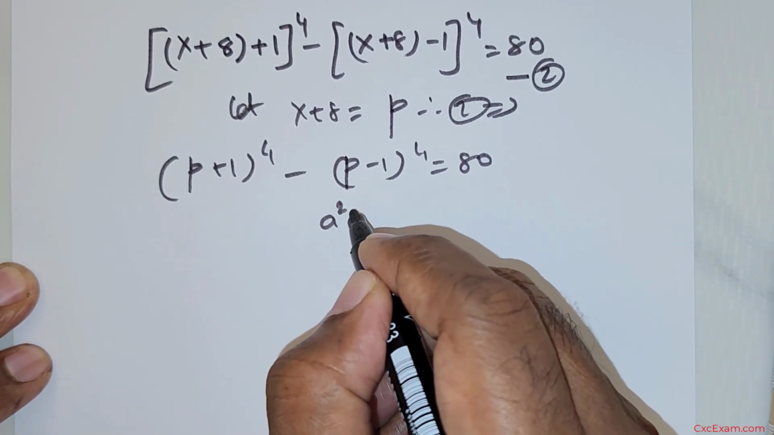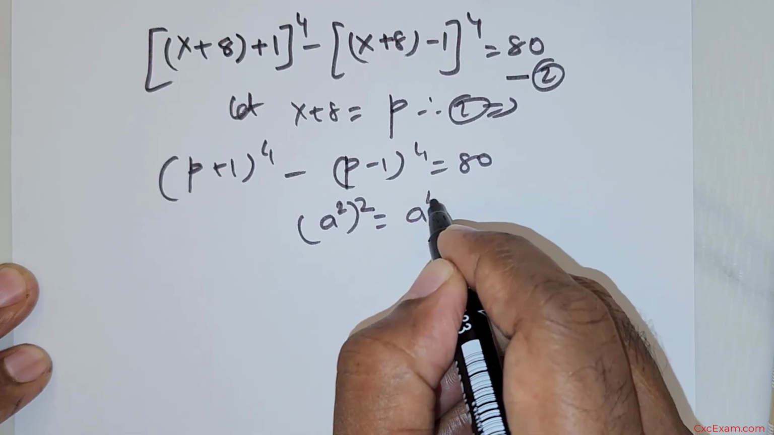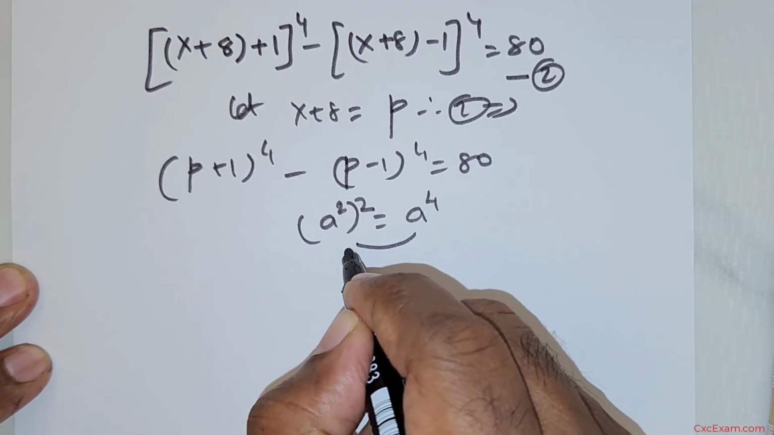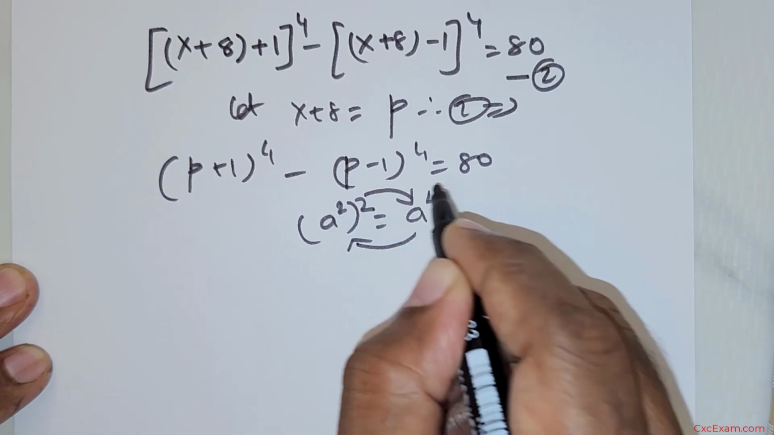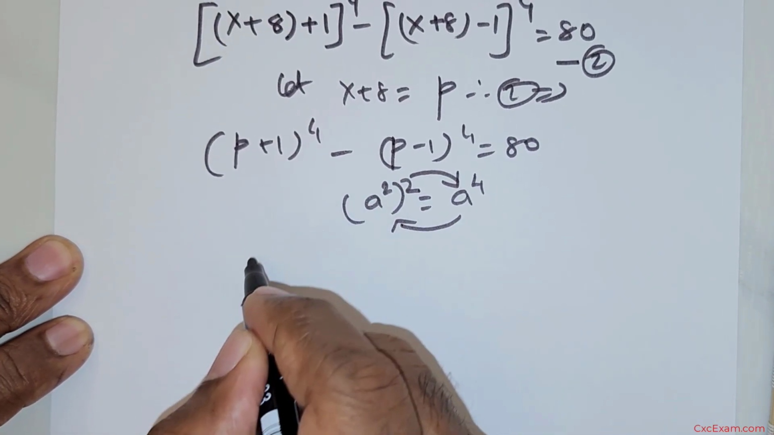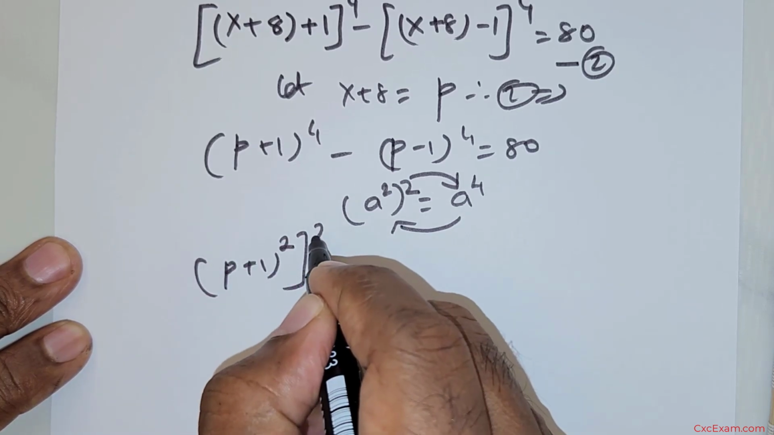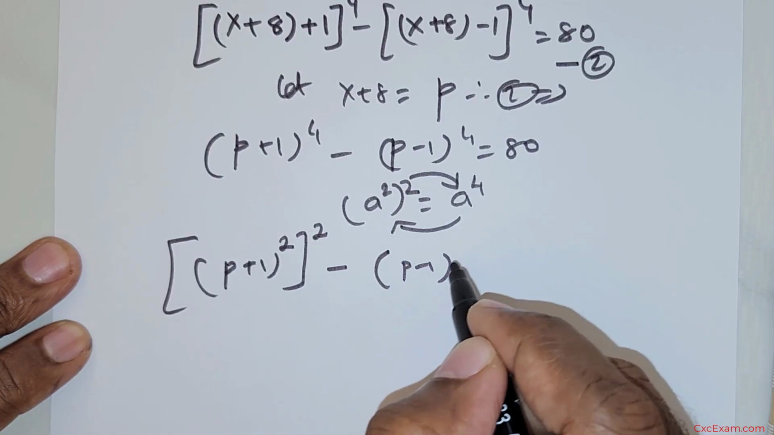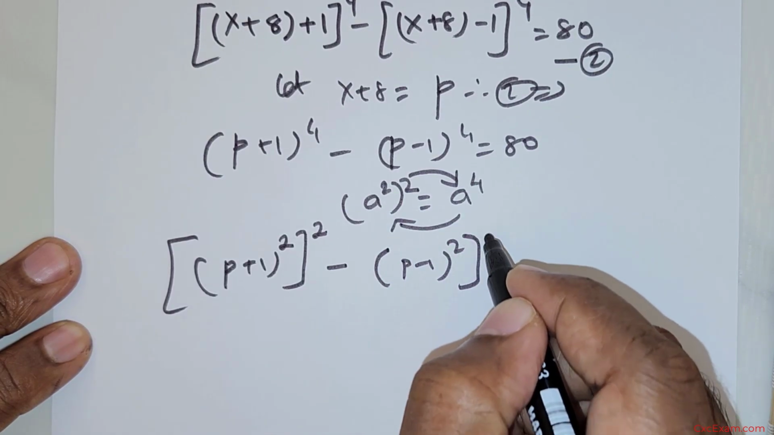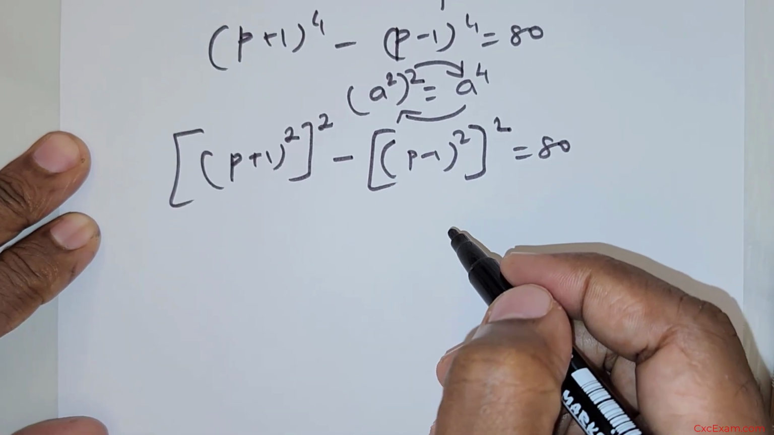Now there is a formula: a raised to the power of 2 raised to the power of 2 can be rewritten as a raised to the power of 4, and conversely, if you have this you can rewrite it like this. So what I wish to do is rewrite this as (p + 1) raised to the power of 2, which in turn is raised to the power of 2, followed by (p - 1) raised to the power of 2, which in turn is raised to the power of 2, is equal to 80.